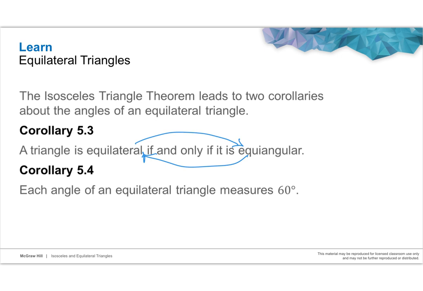Then also, each angle of an equilateral triangle measures 60 degrees, because if we have a total of 180 and all of the angles are the same, we're going to divide into 3 equal parts and then we get a 60-degree angle. That is a number along with 180 that we see quite a lot in our work with triangles.